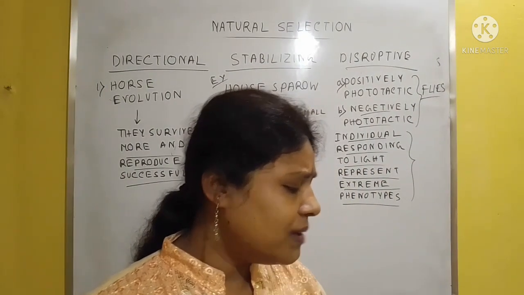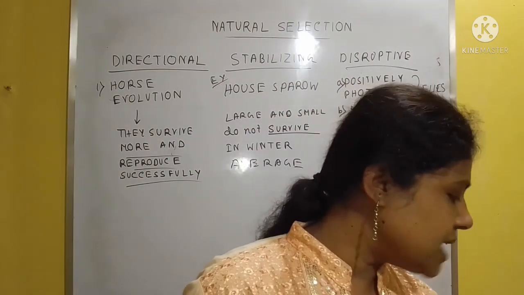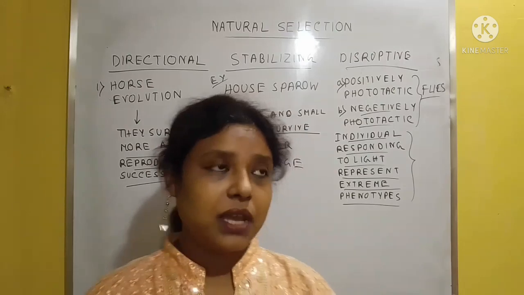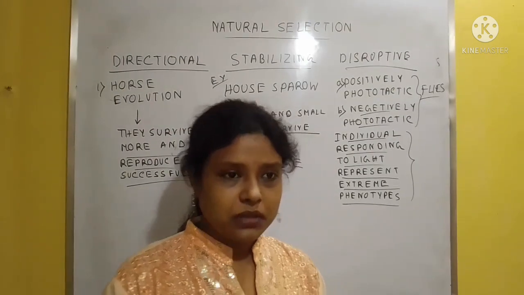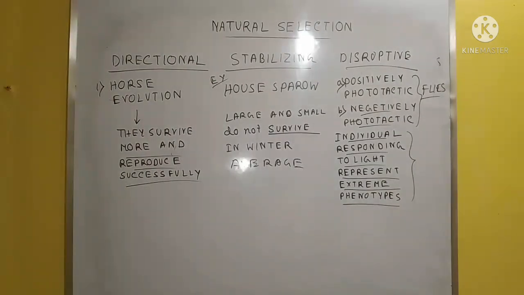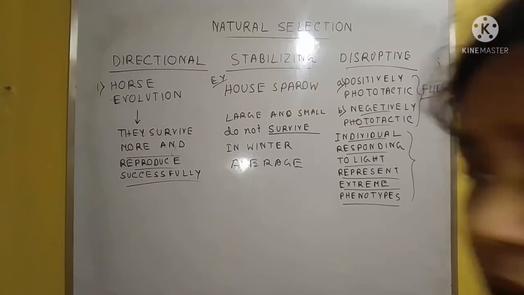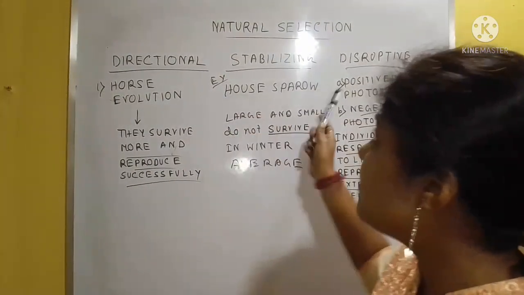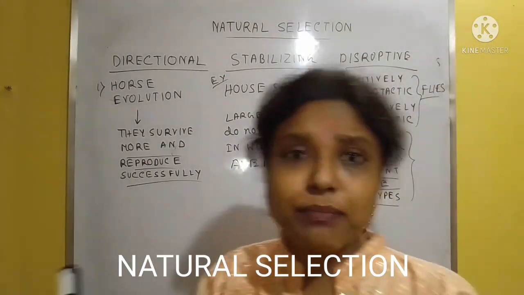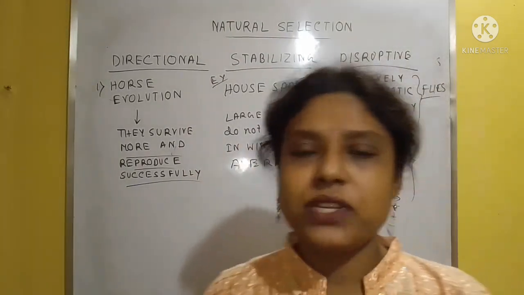Another type of natural selection we also learn about is divergent, convergent and parallel. We will learn about this in my next video. Clear? There are also other types of natural selection that we need to cover in my next video. Okay. Thank you.